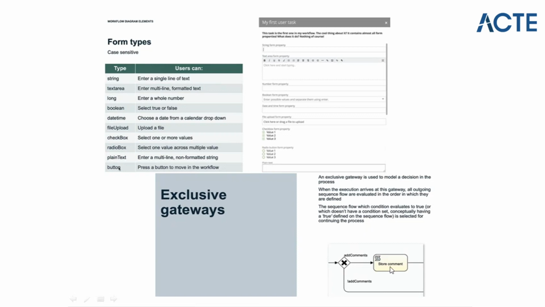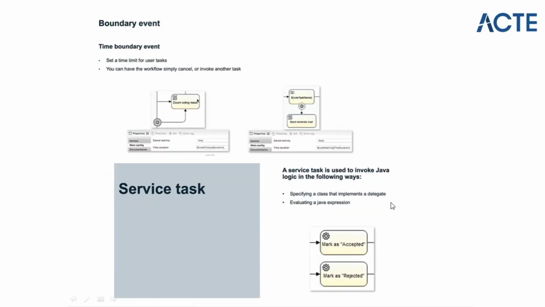Like if the condition is true, then it will be flowing on this path. If the condition is false, it will be moving on this way. Likewise, we have the exclusive gateway, and we have the boundary event, for setting a time limit for users.